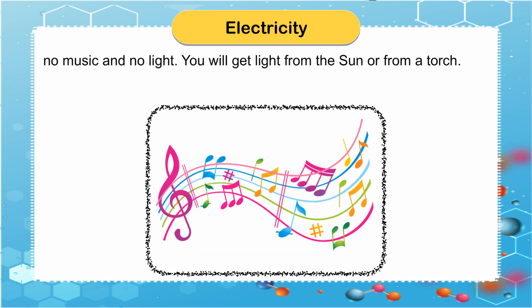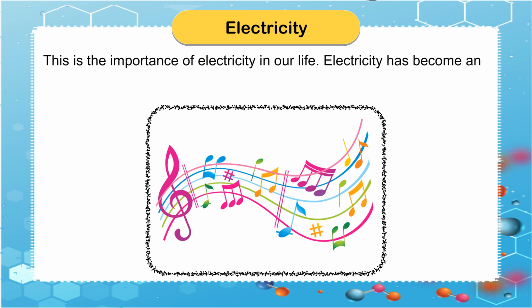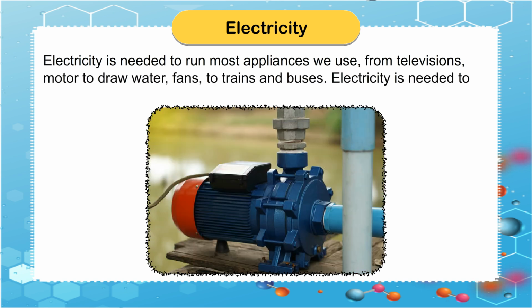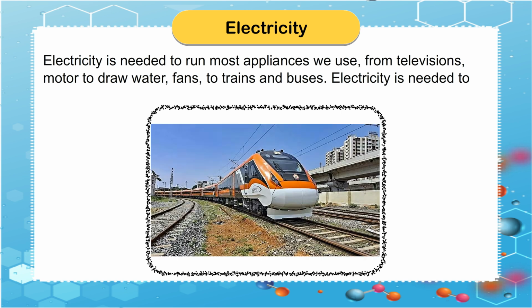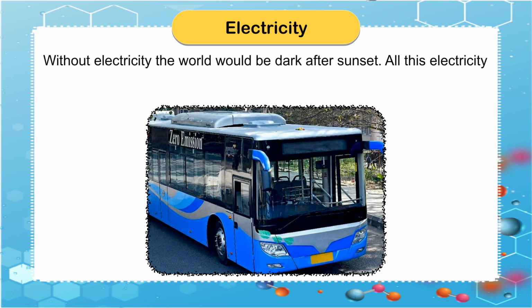You will get light from the sun or from a torch. It is so difficult to imagine life without these things. This is the importance of electricity in our life. Electricity has become an unavoidable necessity in our life. Electricity is needed to run most appliances we use, from televisions, motor to draw water, fans, to trains and buses. Electricity is needed to run all the industries. Without electricity, the world would be dark after sunset.